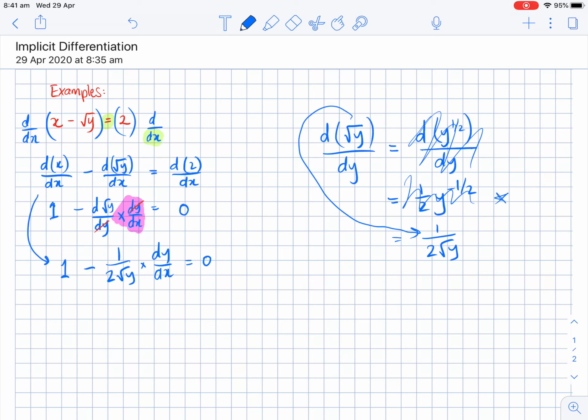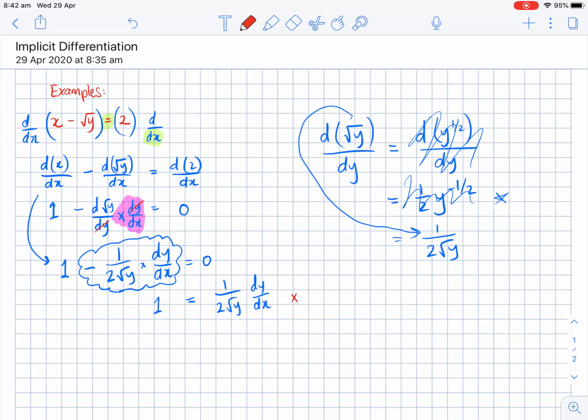Alright, so I've differentiated everything now with respect to x, but what I haven't found is what dy/dx is actually equal to. So to do this, all I'm going to do is rearrange my equation, and I'm going to move that whole section to the right-hand side, which gives me 1 over 2 root y dy/dx.